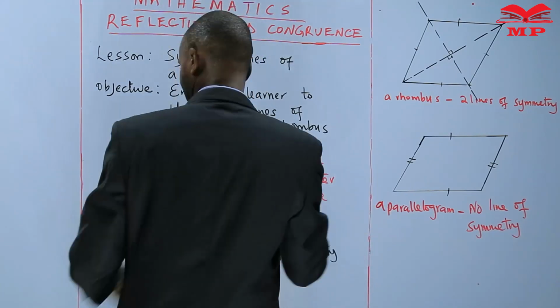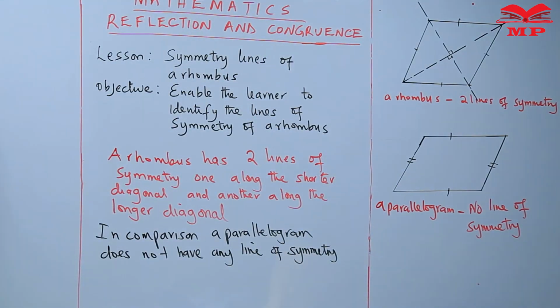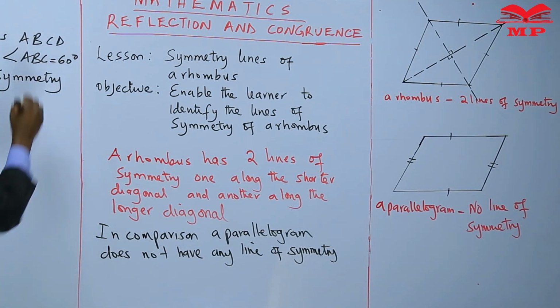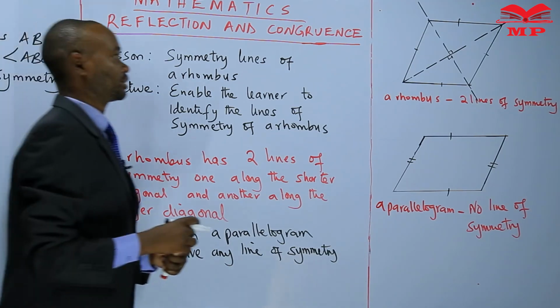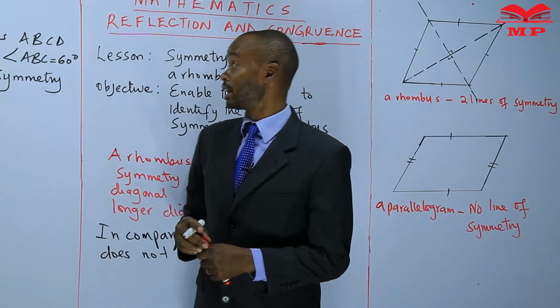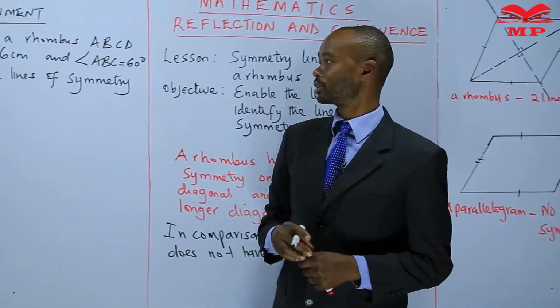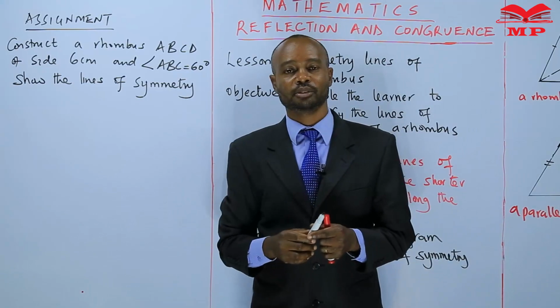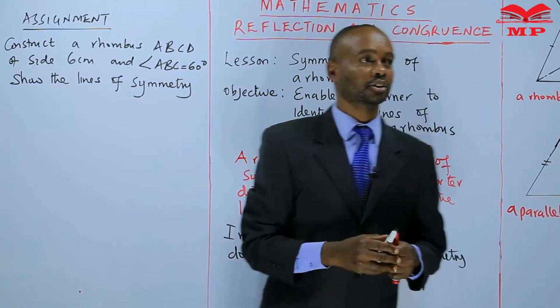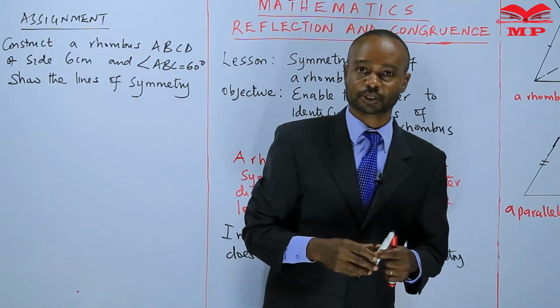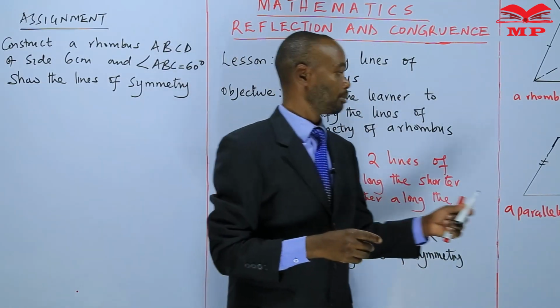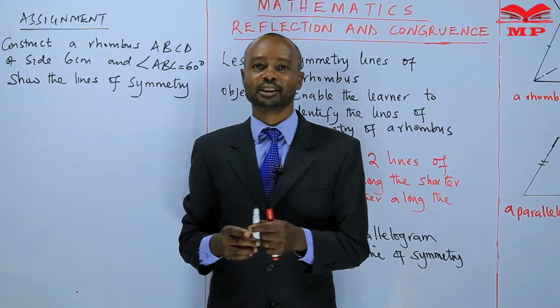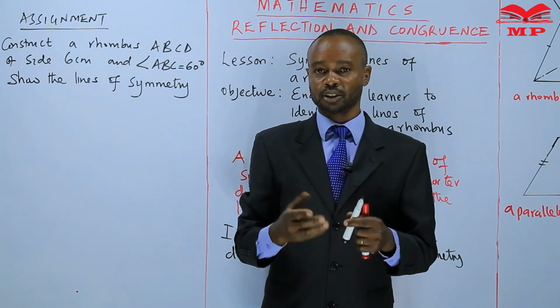So for the assignment, you'll construct a rhombus of side 6 centimeters and angle ABC 60 degrees and show the lines of symmetry. As I end the lesson, notice that a rhombus will have two lines of symmetry. A parallelogram has none, it does not have any lines of symmetry.